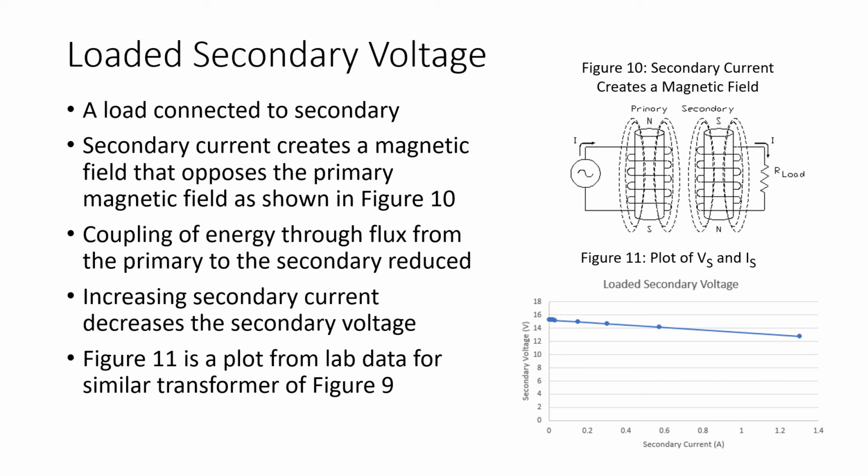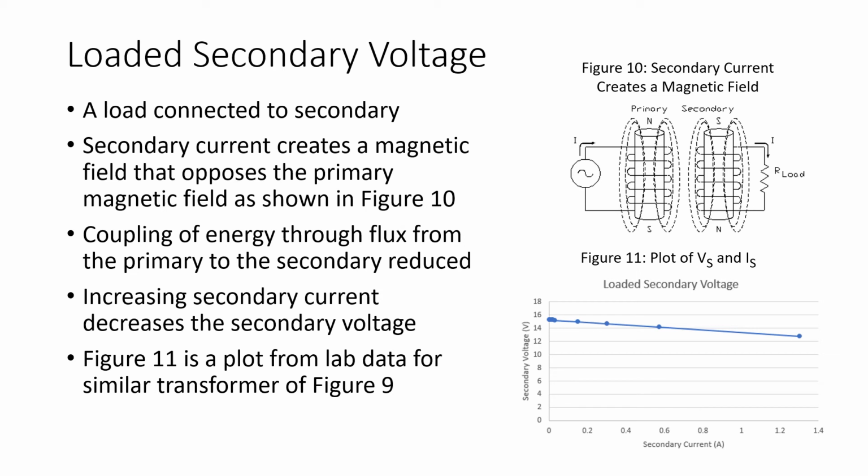And if I connect a load to the secondary coil, now current will flow through the secondary coil. And the current through the secondary coil will create a magnetic field too. And note in figure 10, the polarity of the magnetic fields due to primary current and secondary current. Note that the primary magnetic field is north to south as shown, and the secondary magnetic field is south to north as shown.